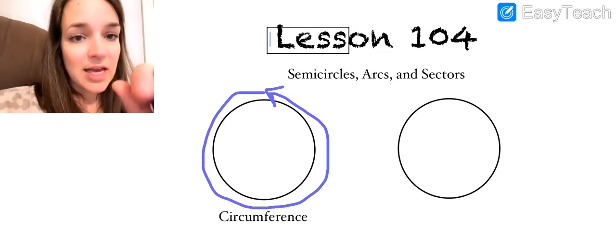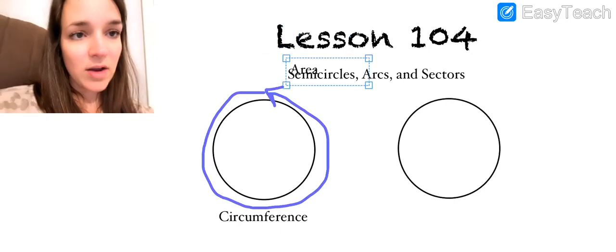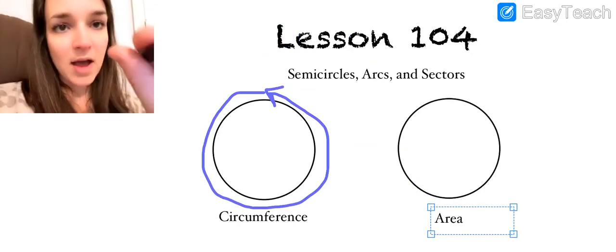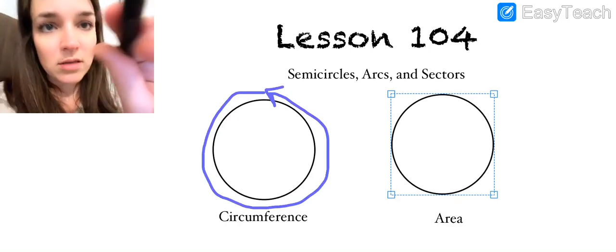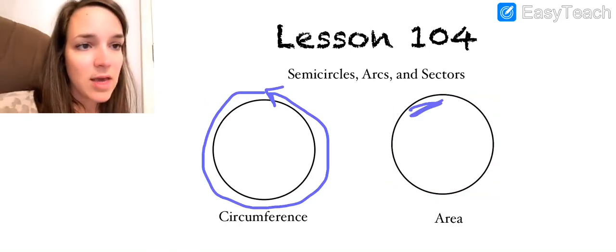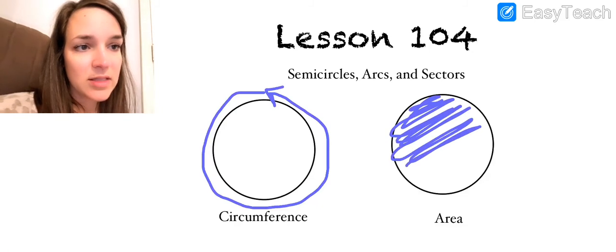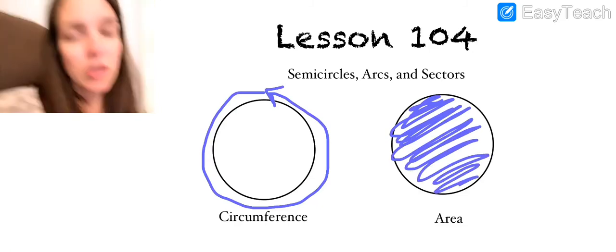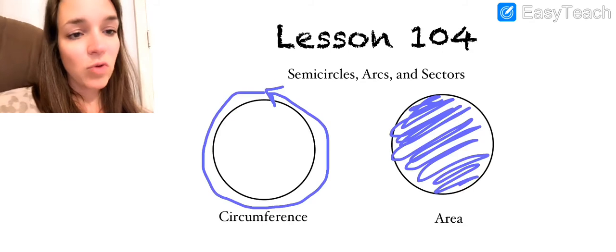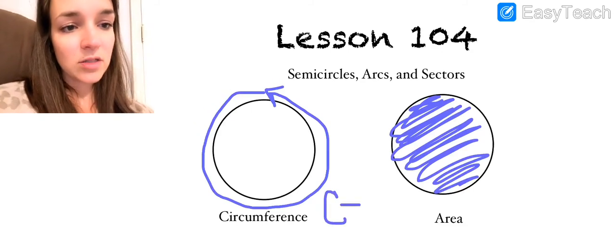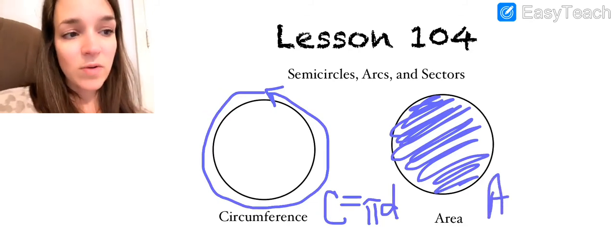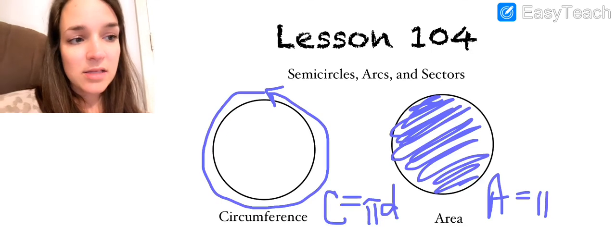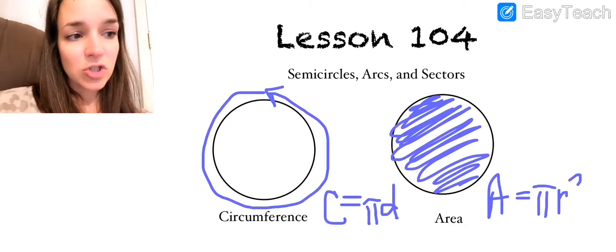Area, just like any other shape, area is always talking about the inside of a shape. Ooh, just kidding. Wrong thing. Okay, the area is always talking about the space that's taken up on the inside. So let's review those formulas. Circumference is always going to be pi times the diameter. Area is always going to be pi times the radius squared.